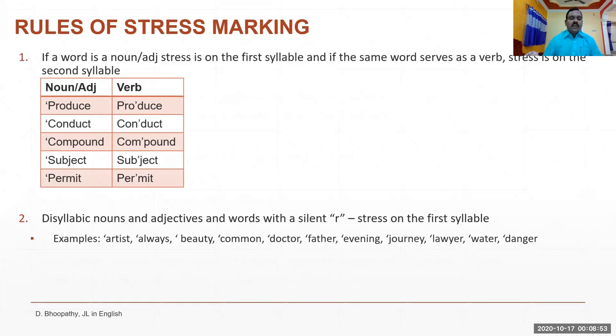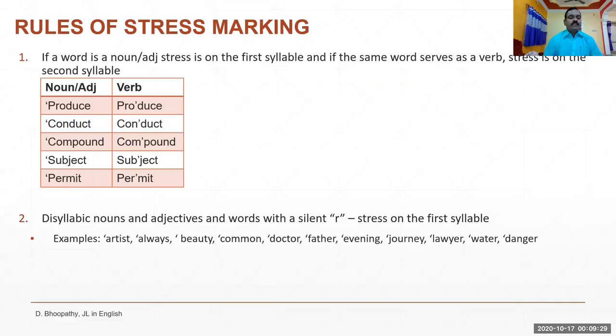And let us see a few more examples here. If a word is a noun, the first syllable is stressed. If the same word functions as a verb, the second syllable is stressed. There are so many words. Produce, I mean the products. Produce, the second syllable is stressed, the process of producing, as a verb.